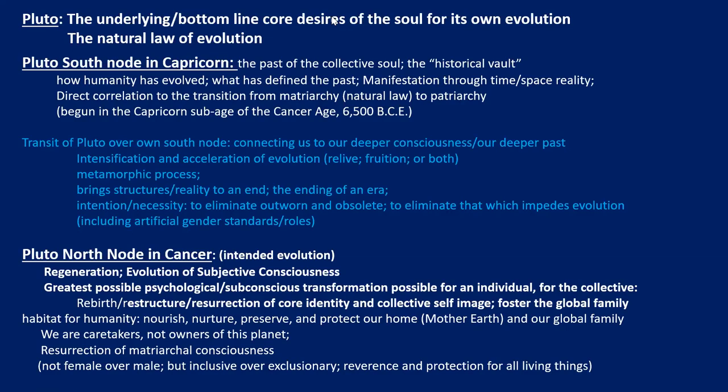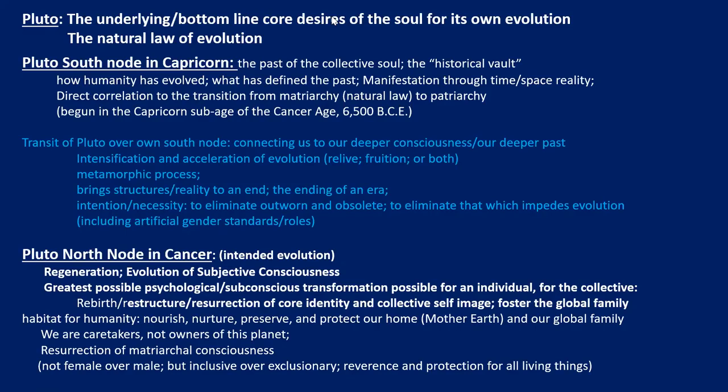All right. So the transit of Pluto over its own south node right now, these past few years, coming off the Pluto-Uranus square years, 2011 to 2016, and 2017 starts this transit of Pluto over its own south node, connecting us to our deeper consciousness, our deeper past. So this is an intensification and acceleration of evolution. Any planet on a south node is going to be a condition of relive, fruition, or a combination of both. So this accelerates the metamorphic process.